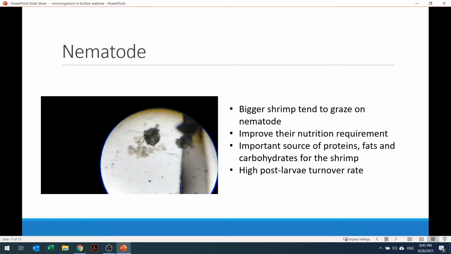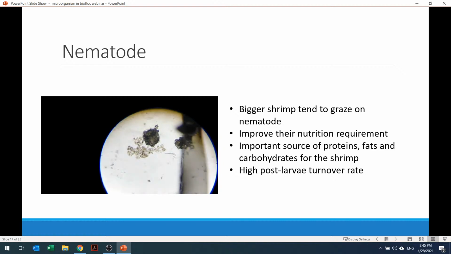Next is the nematode. Nematodes are present in low quantity at the early stage of biofloc. The count becomes lesser due to grazing by the shrimp. Towards the end of the culture, when the shrimp size becomes bigger, they will graze on bigger microorganisms like the nematode. Consumption of nematode by the shrimp helps to improve their nutrition requirement.